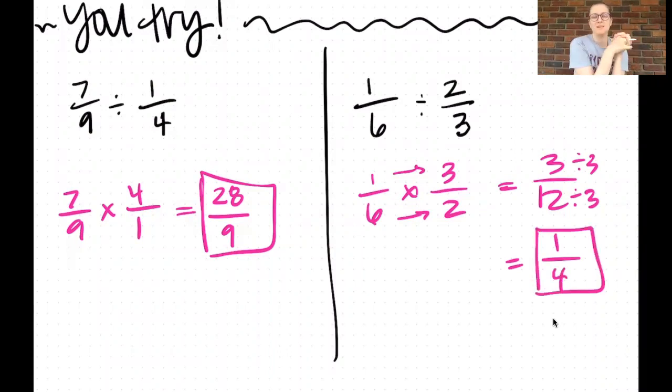It's in its simplified version. Always simplify if you can. We want our numbers to be as clean as we possibly can get them.